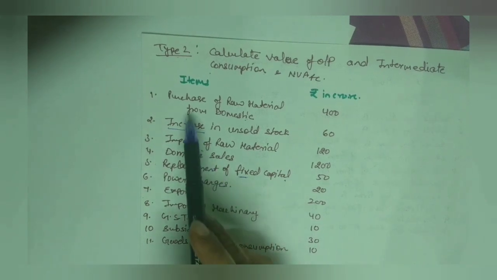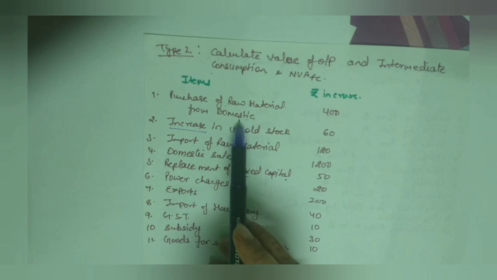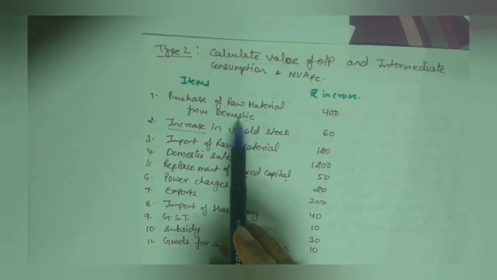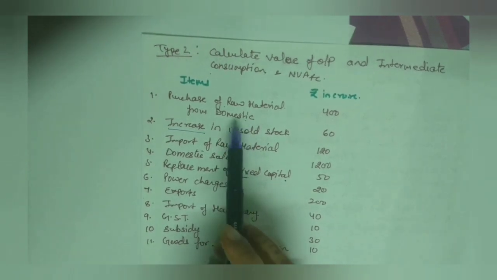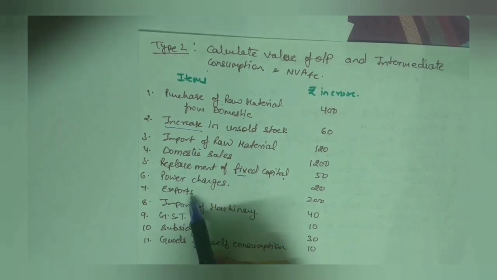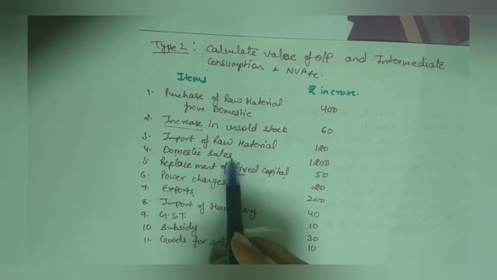Why? Because purchase of raw material from domestic is given. When domestic is given, it means domestic level purchase, so we have taken something from outside also, and other payments, all intermediate things will be added now, right? Then replacements I have told you. Export, why are we taking export here? Because domestic sales is given.